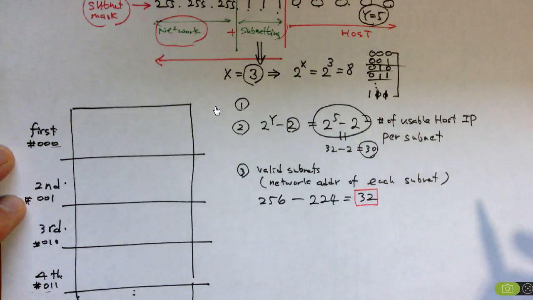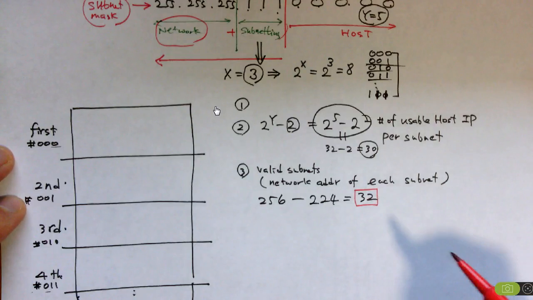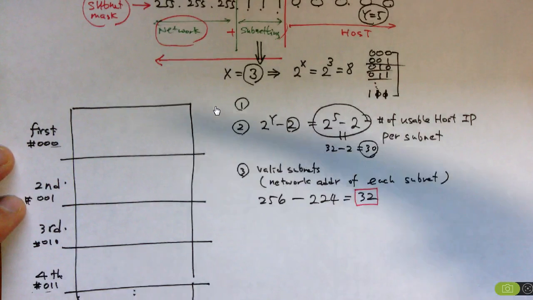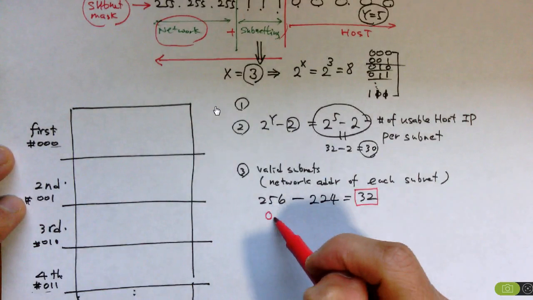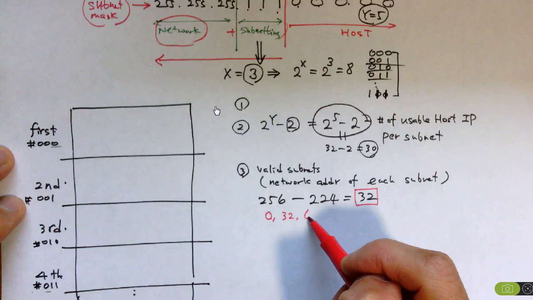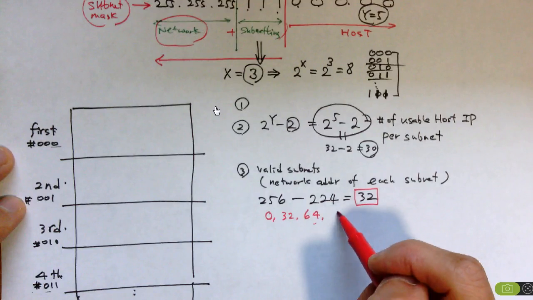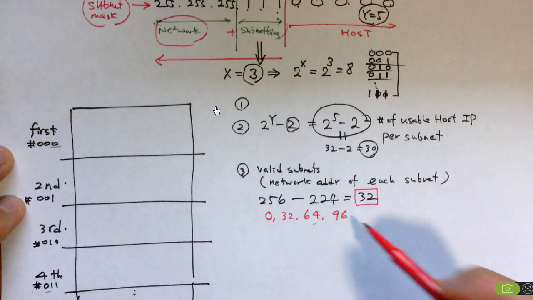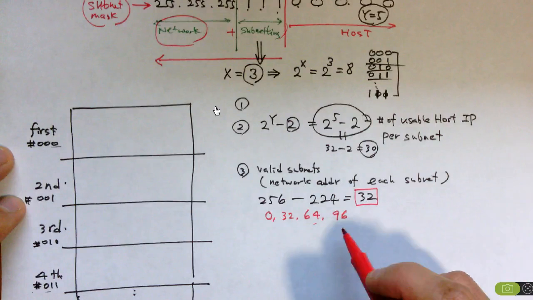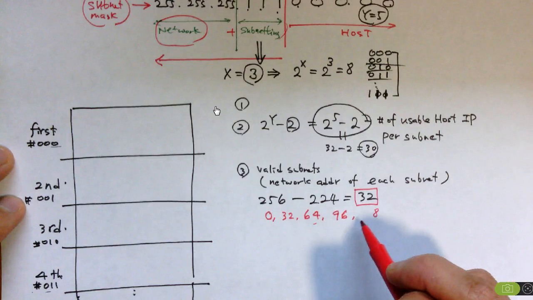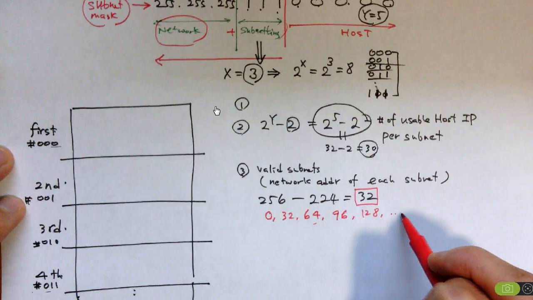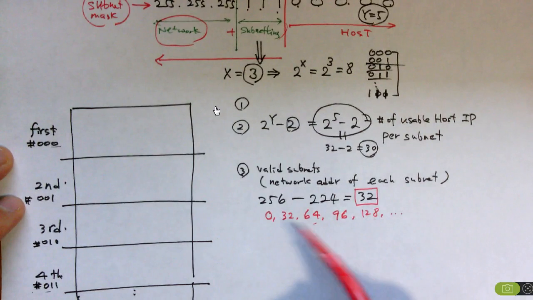So we know that from the 32, your network address for each subnet is really a multiple of 32. So 0, 32, and then 64. And if you add 32, then what? 96. And then if you add 32, then 128, and etc. Right? So these are important numbers.